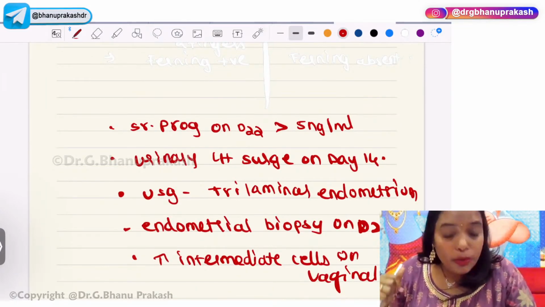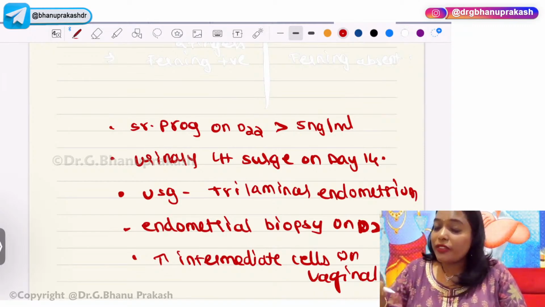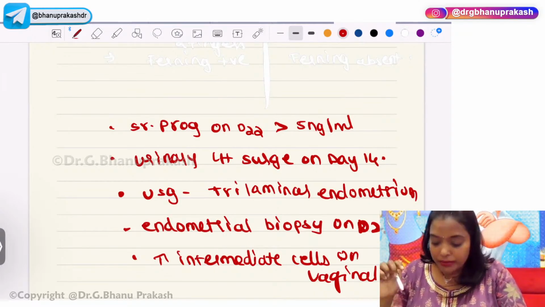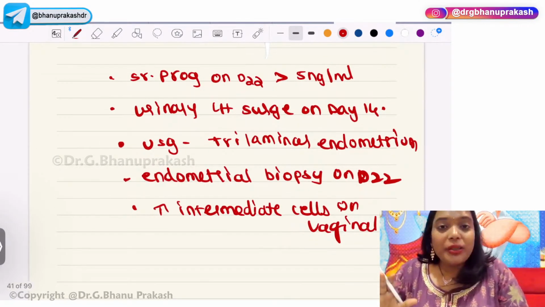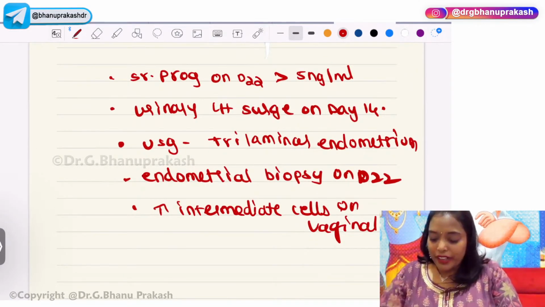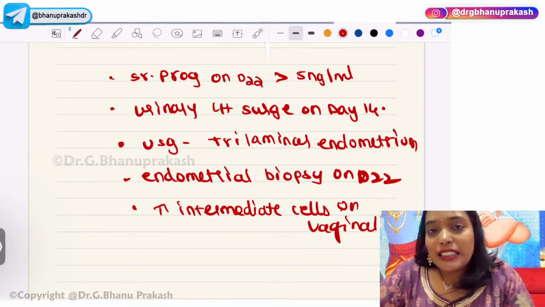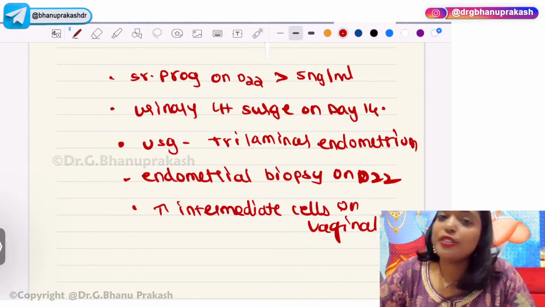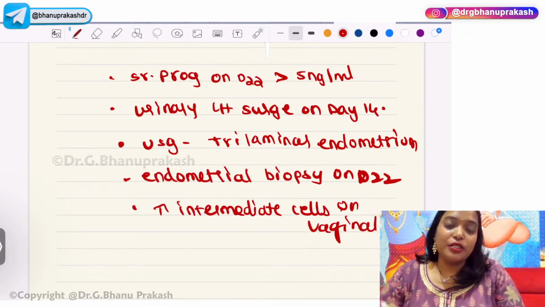You can measure serum progesterone on day 22, more than 5 means ovulatory cycle. You can measure urinary LH on day 14. On USG you will see trilaminar endometrium. Endometrial biopsy on day 22 can be done, and there will be increased intermediate cells in the vagina post-ovulation because intermediate cells are under the influence of progesterone. These are all the indicators of ovulation.